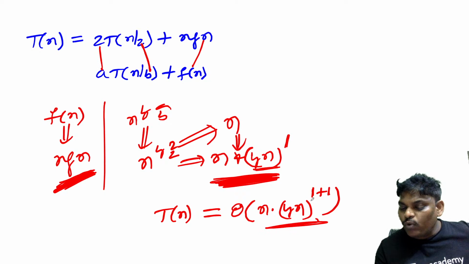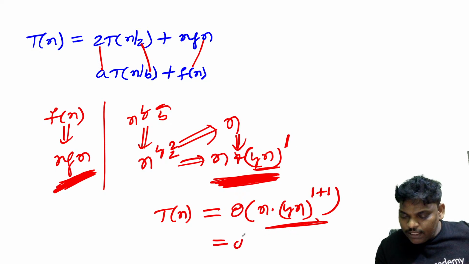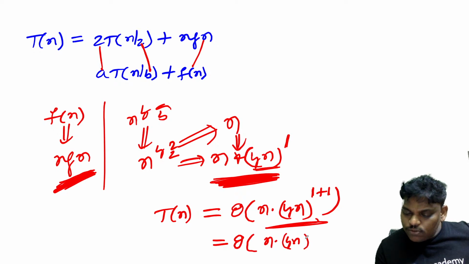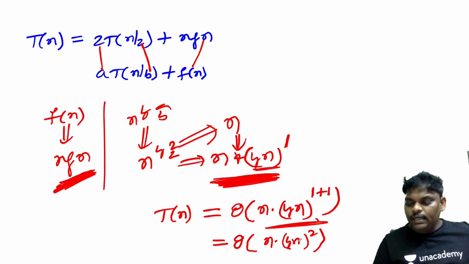But the power of log n is 1, so add plus 1. Then the answer is theta of n into log n whole square, theta of n log squared n. Those people who still have a small doubt, let's see this problem also.